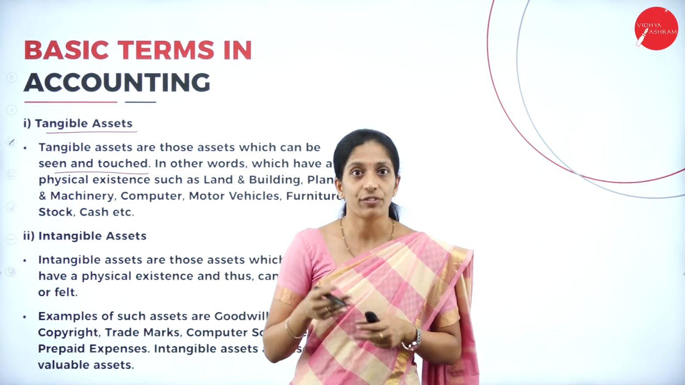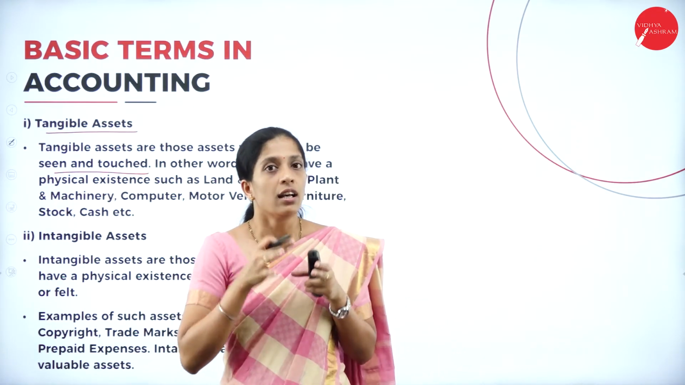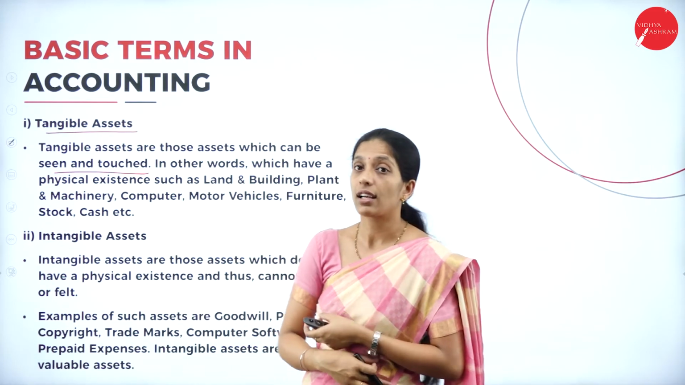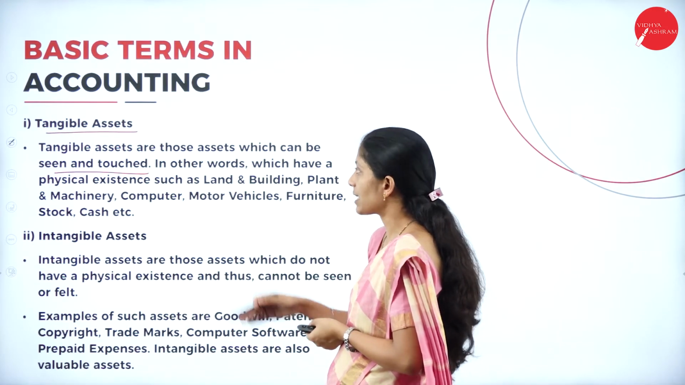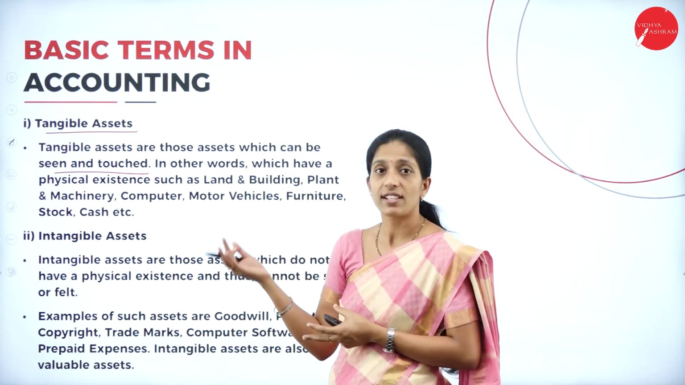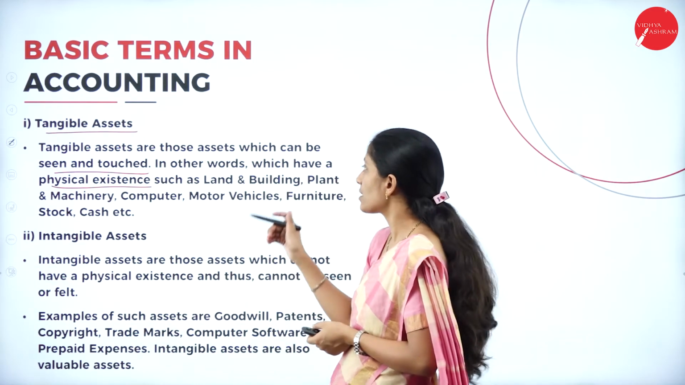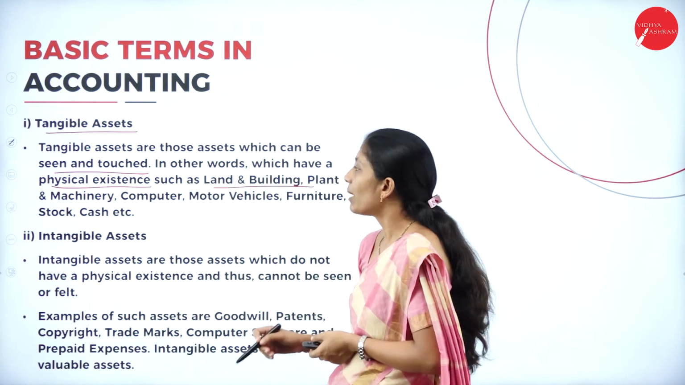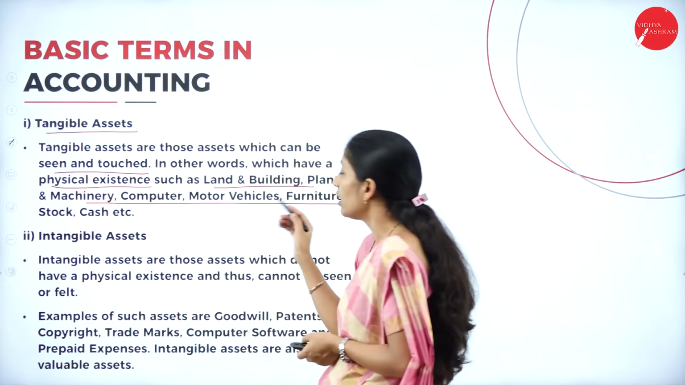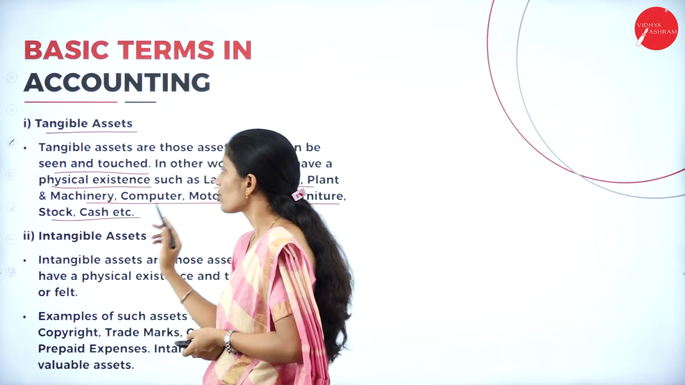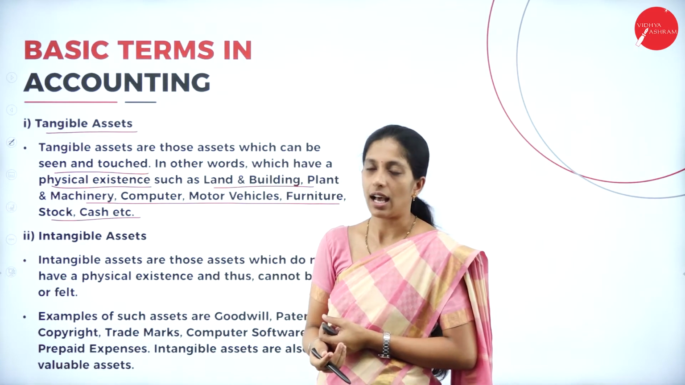If you see the furniture, of course, it is a non-current asset and it can be seen as well as touched. So, they are termed as what? Tangible assets. In other words, they have a physical existence. These assets will have a physical existence such as land and building, plant and machinery, computer, motor vehicle, furniture, stock, cash. So, these are all tangible assets.